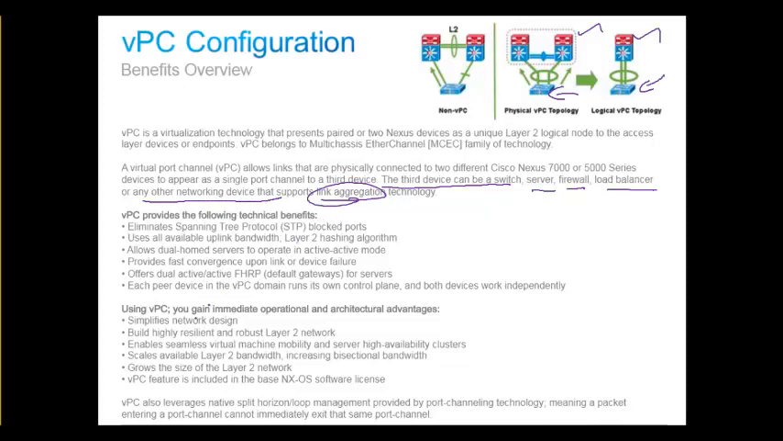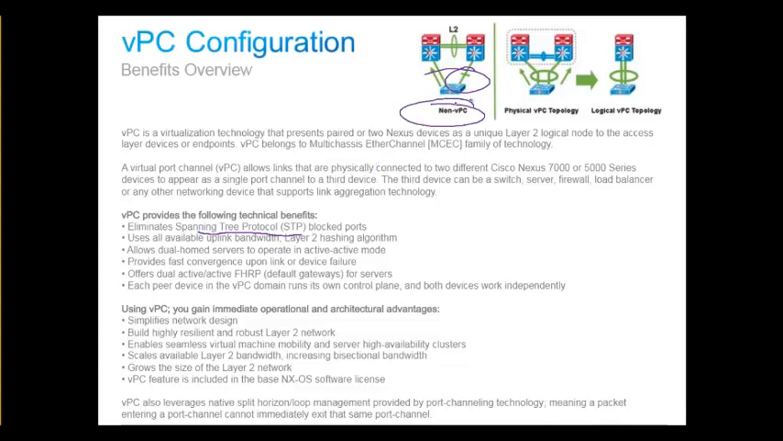Now, what are the benefits? You don't need to have STP anymore, so we are not subjected to blocking ports. We can make use of all the ports. If there is no vPC, then we are subject to STP. It uses all available uplinks between the switches, so the hashing algorithm is used and load sharing happens according to the algorithm.